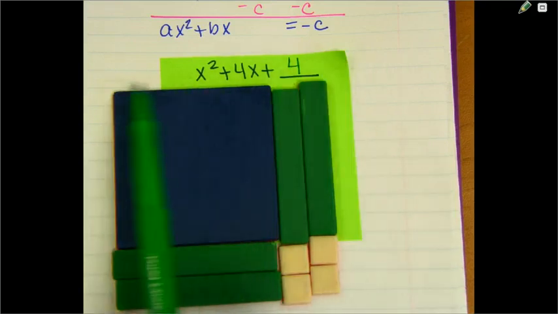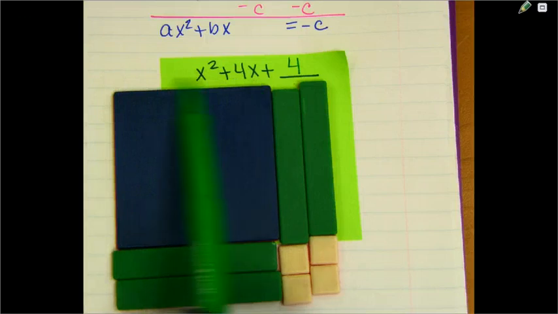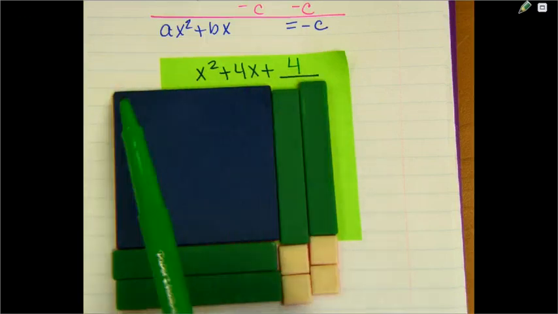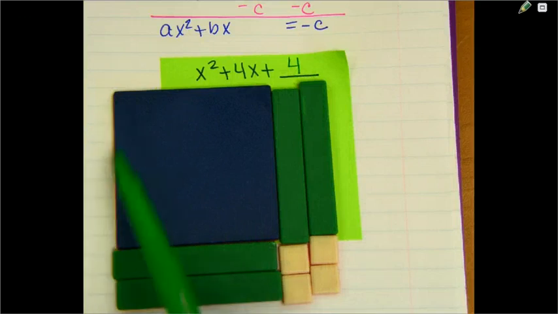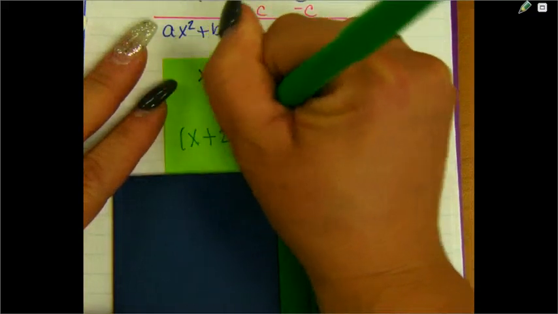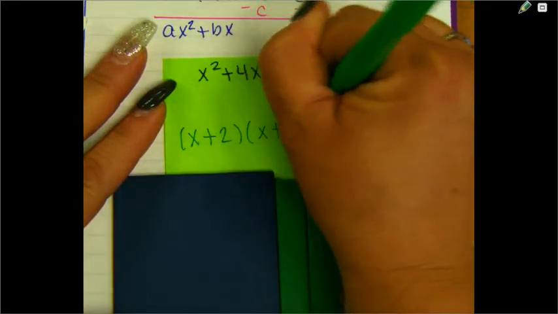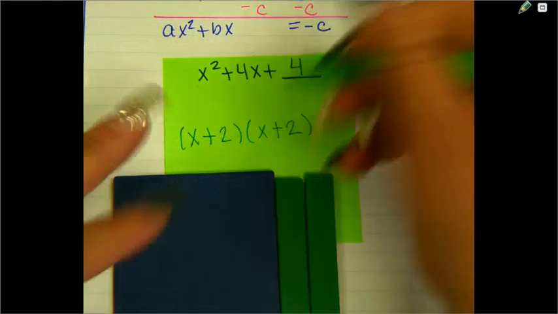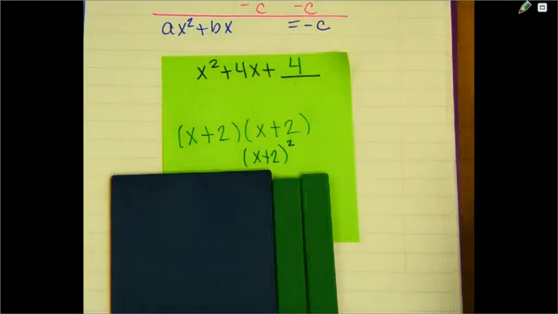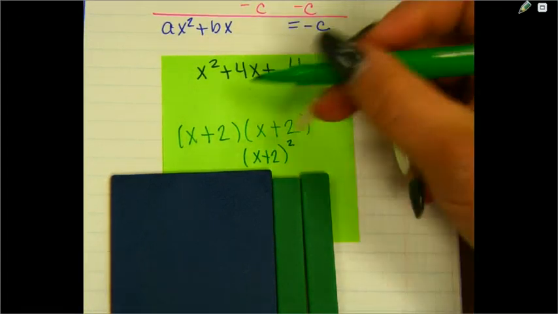Now, what is the length here? How much is this length? X. And how much is this length? 2. How much is this length? X. And this is what? 2. So you have X plus 2 and X plus 2, right? Yes? Which is X plus 2 what? Squared. Make sense? We did this before.